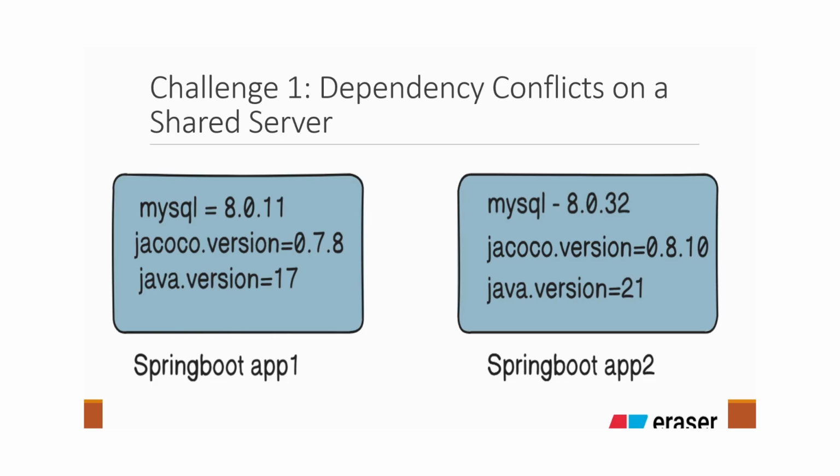Now let's talk about the challenges which we used to face using the traditional way of deployment approach. Suppose we have two Spring Boot applications. Those rely on similar dependencies but use different versions. For example, Spring Boot application 1 is using MySQL, Jacoco, Java with this set of versions, and the Spring Boot application 2 is using the same dependencies but different versions. It's going to be a challenge if you are trying to run two applications on the same machine but with different versions of binaries and libraries.